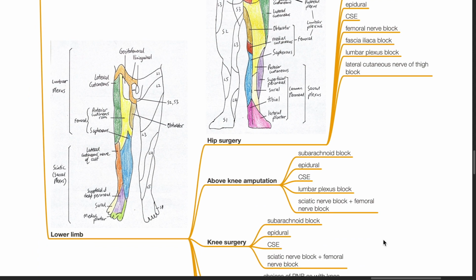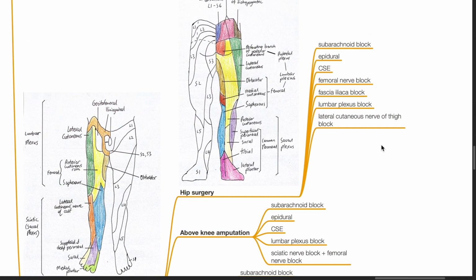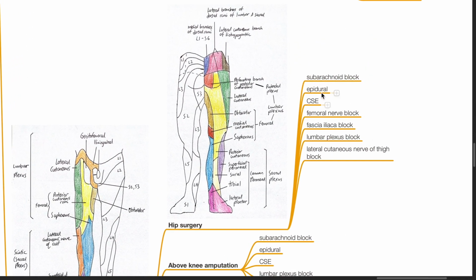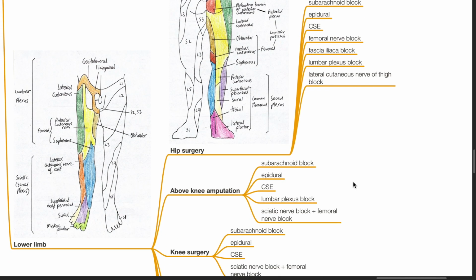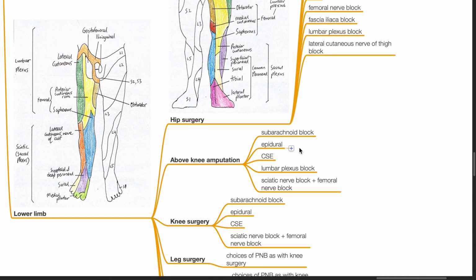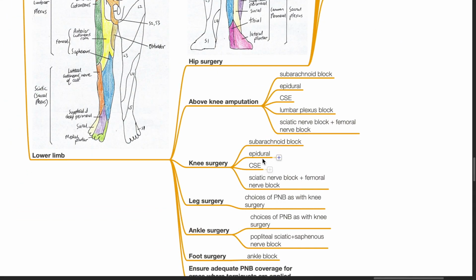Lower limb. For hip surgery, subarachnoid block, epidural, CSE, femoral nerve block, fascia iliaca block, lumbar plexus block, lateral cutaneous nerve of the thigh block. Above knee amputation, subarachnoid block, epidural, combined spinal epidural, lumbar plexus, sciatic nerve plus femoral nerve block. For knee surgery, subarachnoid block, epidural, combined spinal epidural, or sciatic nerve plus femoral nerve block.